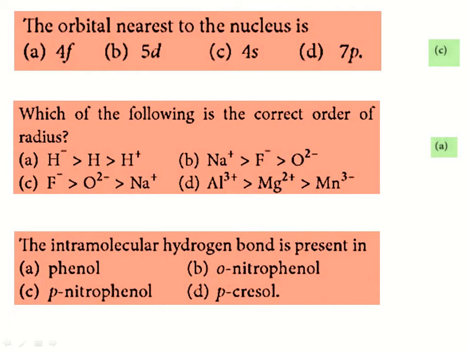Next question. The intramolecular hydrogen bond is present in. We have orthonitrophenol, which will give intramolecular hydrogen bonding.